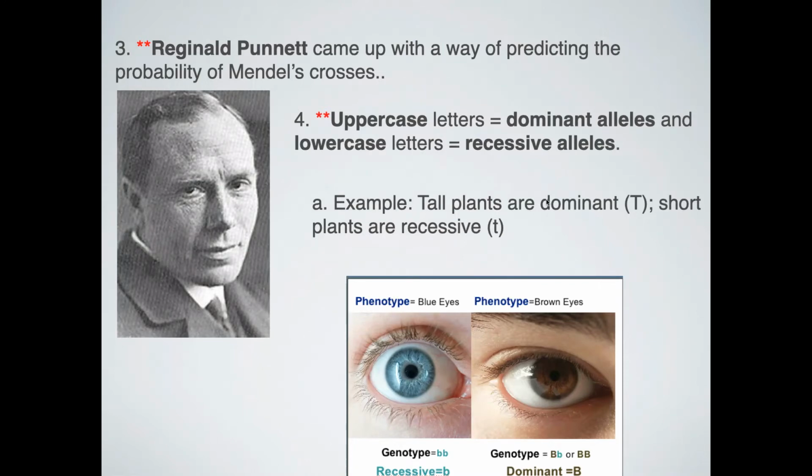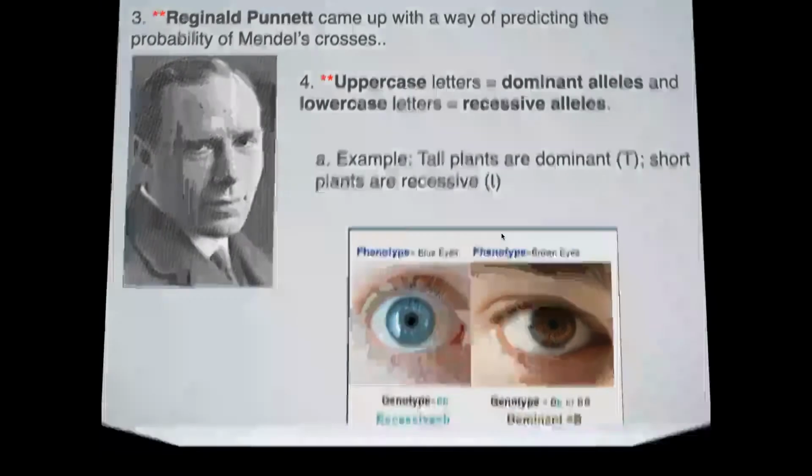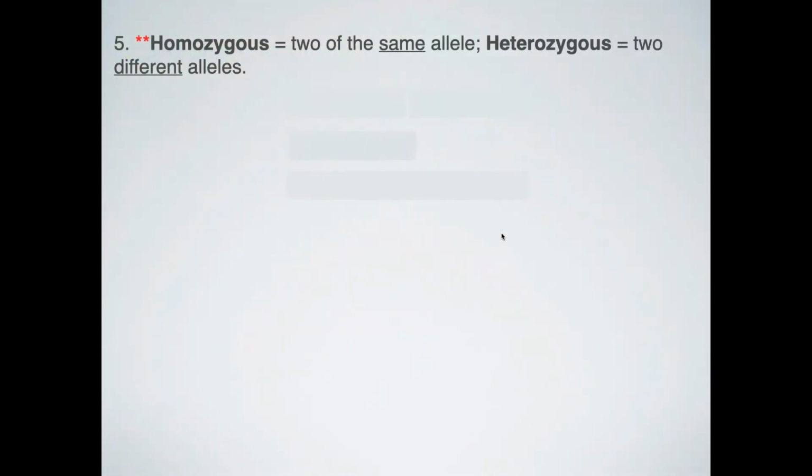So if we're looking at height, let's say tall plants are dominant, I would use a capital T. Short plants are recessive, I would use the same letter, a lowercase t. I wouldn't all of a sudden change that to a lowercase s. So we choose a letter to represent a trait, in this case height, and the dominant one we capitalize, and the recessive one we use the lowercase version of that letter. Okay.